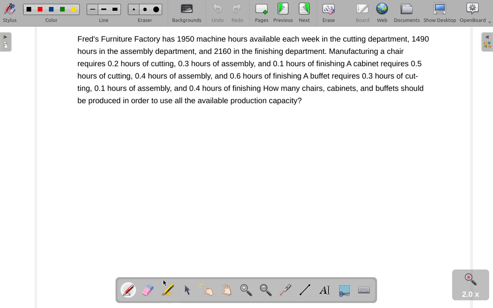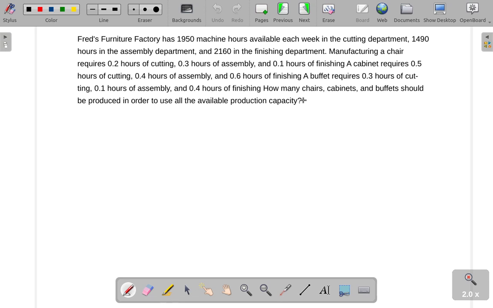If we were just saying that we wanted to maximize the number of chairs, maybe we would just make chairs and use up one of the resources. But it's not likely we would use up all of our cutting, assembly, and finishing time if we're just making chairs. Most likely it's going to have to be some combination of the three.